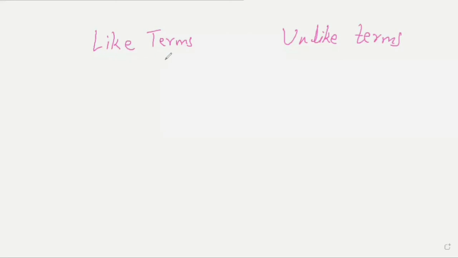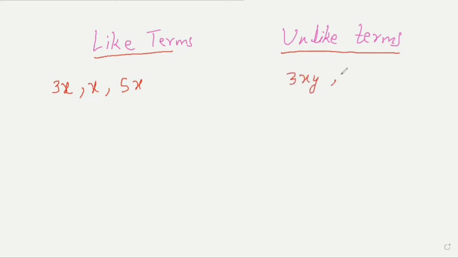Let us understand what are like terms and unlike terms now. This concept is very, very important for the next video, when we are going to learn about addition and subtraction of algebraic expressions. Suppose I write here 3x, then x, then 5x. These all are called like terms. If I write here 3xy or 4x square, then 2abc, we can see these expressions have different variables. So these are called unlike terms.